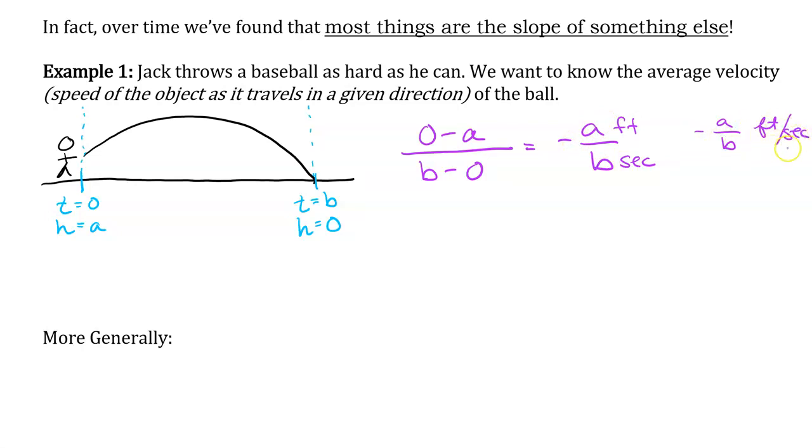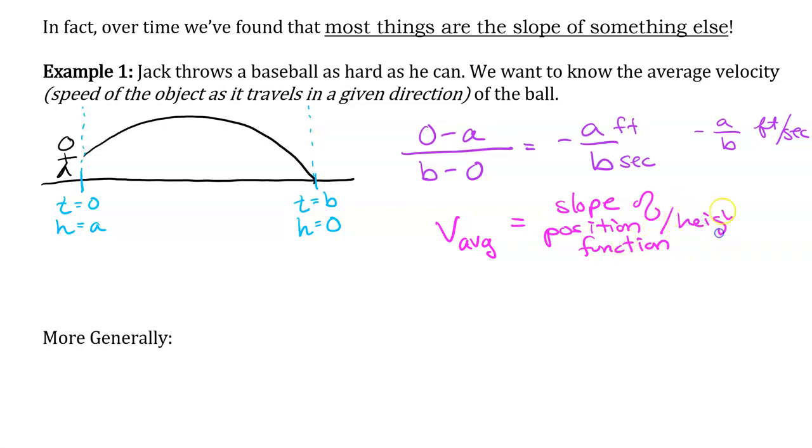Is feet per second a velocity number? Well, yes, it is. So with this idea here, we know that average velocity, let me write this correctly, average velocity would be the slope of height. So this would be the slope of our position function, or the slope of the height function. All right? So velocity is the slope of height.